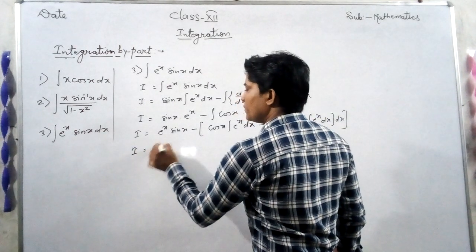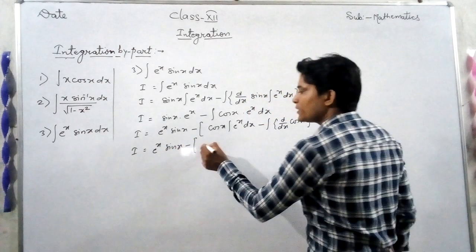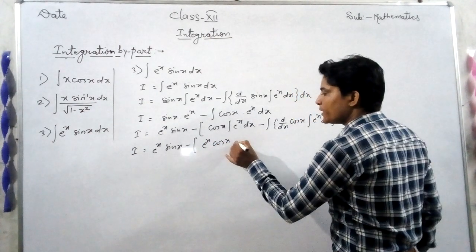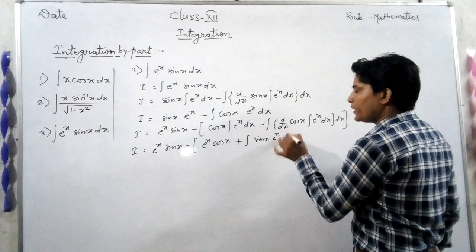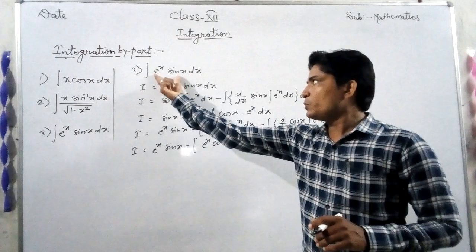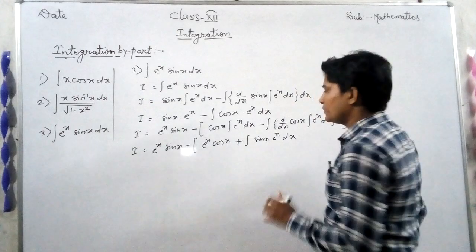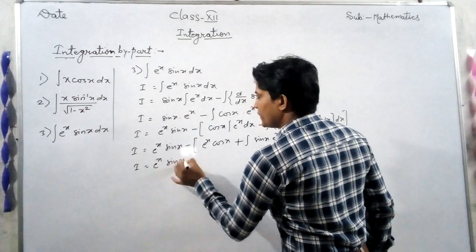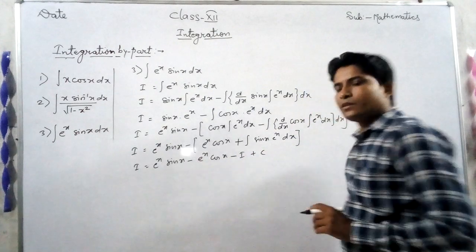If we take e to the power x sin x minus, integration of e to the power x again gives e to the power x cos x, and the differentiation of cos x is minus sin x, so minus minus plus integration of sin x e to the power x dx. If we compare this term with the question, e to the power x sin x dx, this step is I. So if we solve, it is e to the power x sin x minus e to the power x cos x minus I plus c.